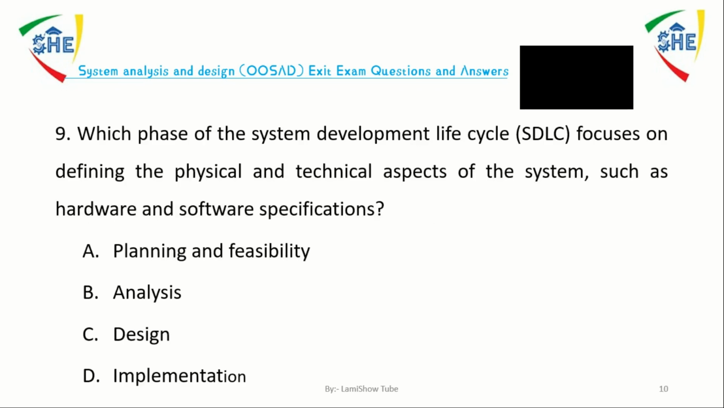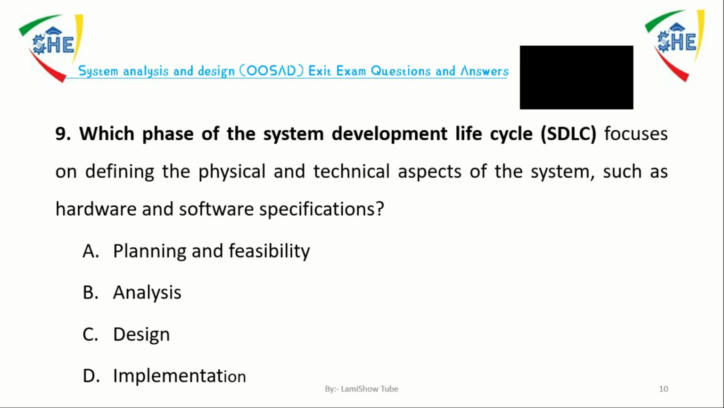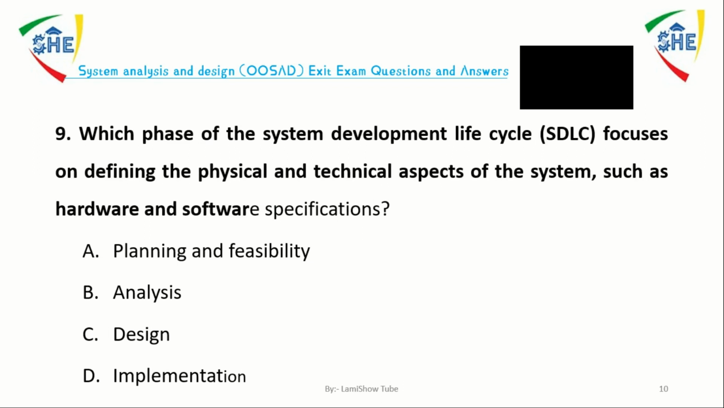Question number 9. Which phase of the system development life cycle focuses on defining the physical and the technical aspects of the system, such as hardware and software specifications? Planning and feasibility, analysis, design, implementation.